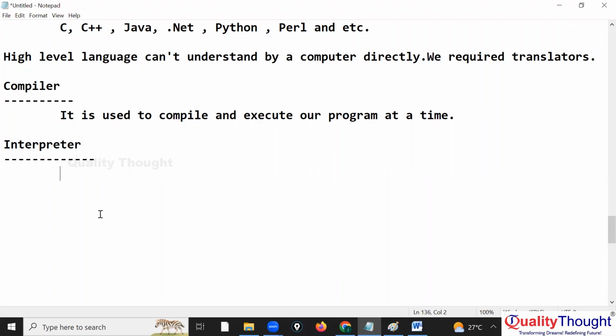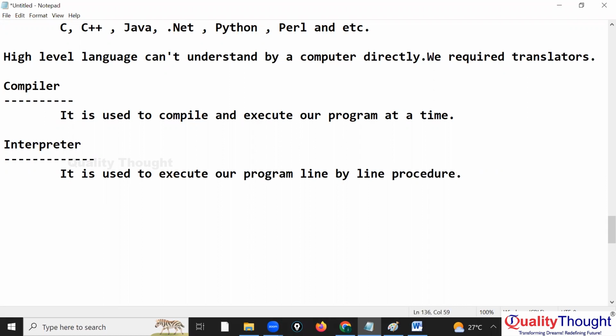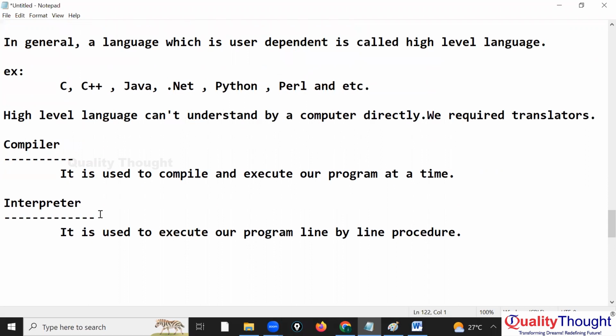So what will an interpreter do? It is used to execute our program line by line, guys. Interpreter will execute the program line by line. So this is the story here: a high level language cannot be understood by the computer. We require a translator. So for a high level language you will use a compiler as well as an interpreter, both translators. Okay, sir, I got an idea.